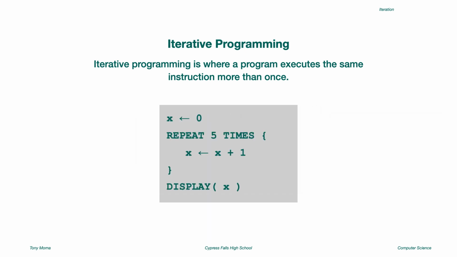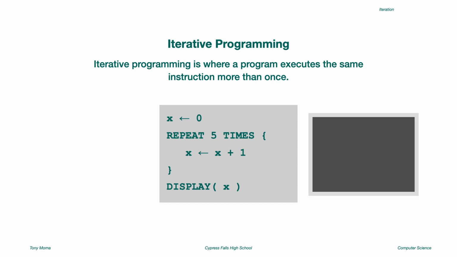Here's another example of the use of a repeat statement. In this example, we start by declaring a variable named x and assigning it the value 0. Then we enter a repeat loop. We're saying repeat this code 5 times, increase x by 1. Thus, 5 different times the variable x will be increased by 1. Then after that repeat loop is done, we display the final value of x.